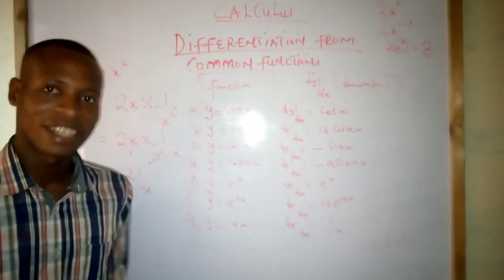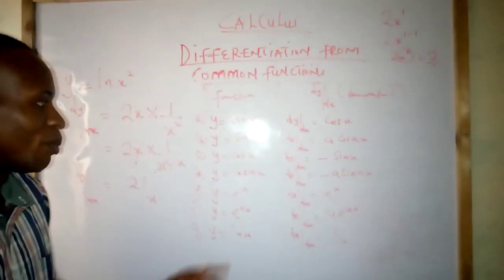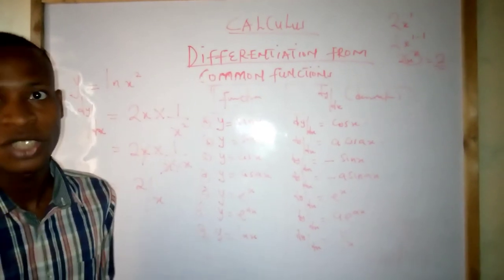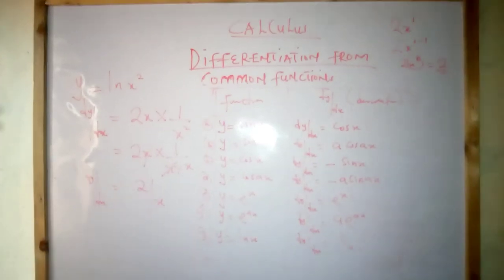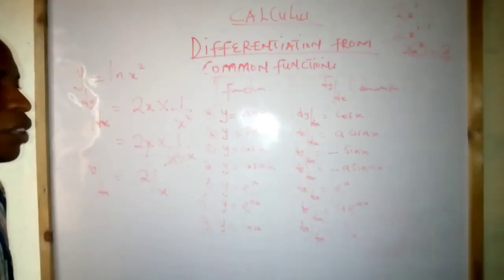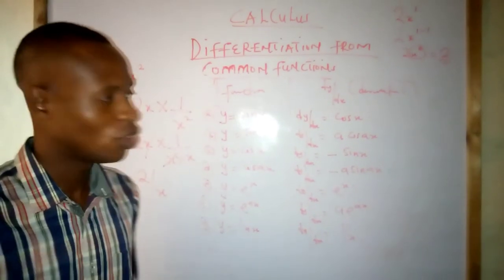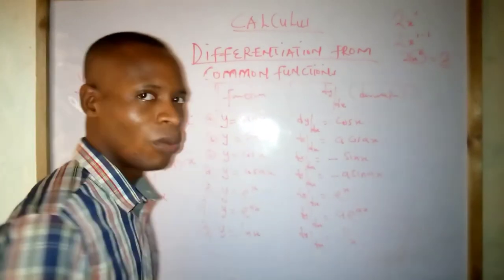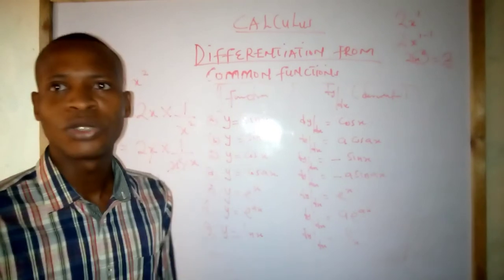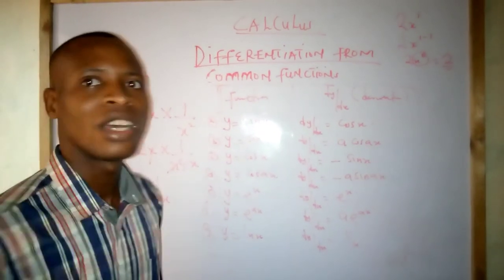Now you can see that in this particular table there is no tan there. So that is why you need to please subscribe to this YouTube channel to get more updates on the difficult solutions of differentiation from common functions. We are going to be taking out the next video. We are going to be dealing with the rules that govern each of them. We have some rules like the chain rule, the product rule, the quotient rule that govern each particular question.